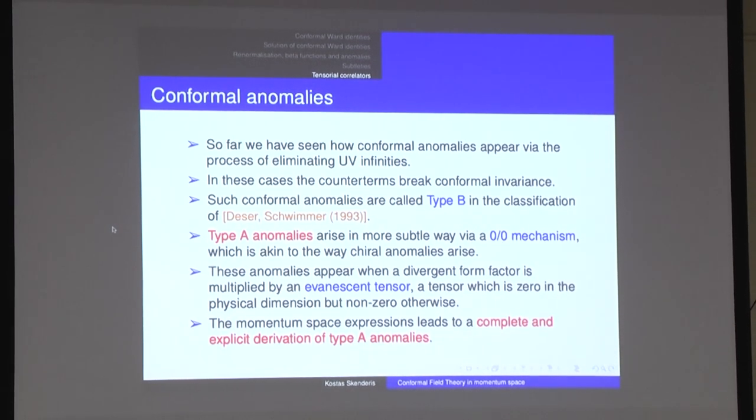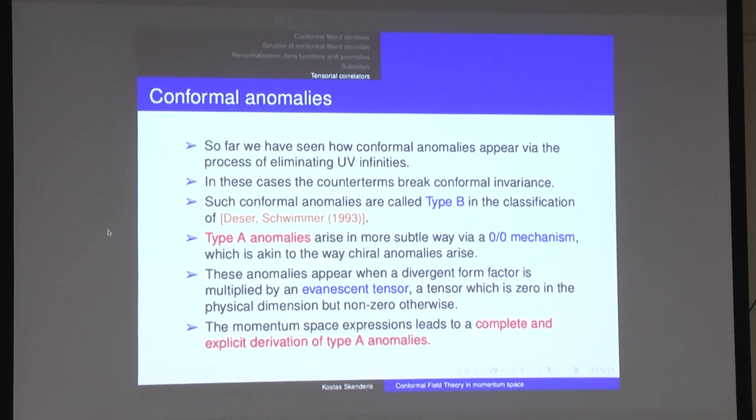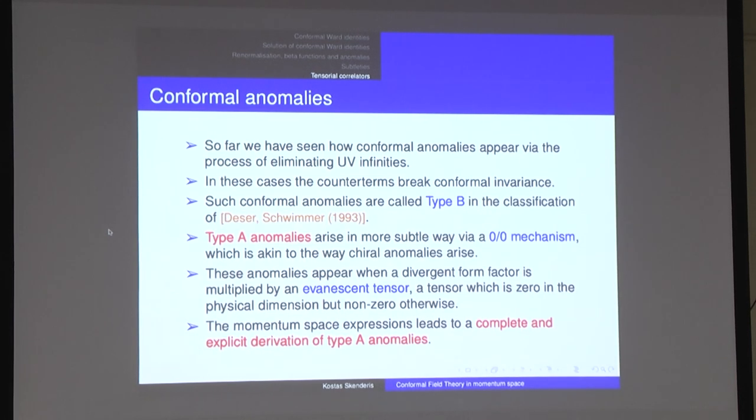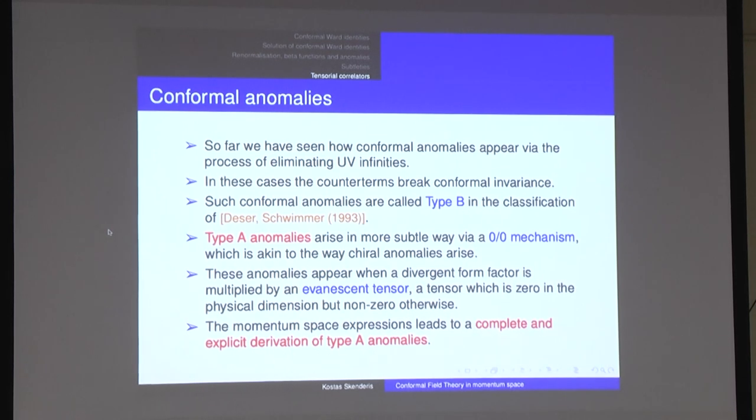In this lecture I discussed quite a bit of anomalies, but all of them are so-called type B, in the sense that the counterterms had a scale dependence. There is another anomaly, the so-called type A anomaly, which comes with a more subtle mechanism, where you get a 0/0. This is very similar to the way chiral anomalies appear. It appears because you have a so-called evanescent tensor, a tensor which is non-zero in general dimensions, but becomes exactly zero in specific dimensions. That's how you get that zero. And the integral appears to be divergent, so you get the 1/0. But the ratio gives rise to the anomaly.